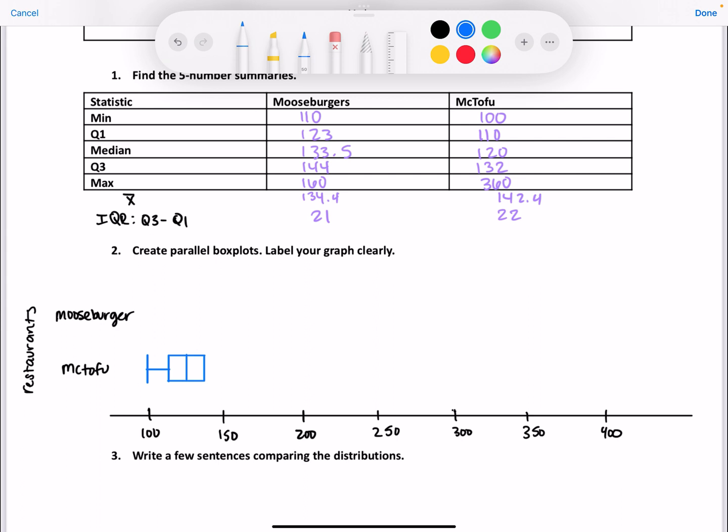Maybe, maybe not. We'll just figure out what the outlier is in a second. We'll come back to that. Now just a brief pause.